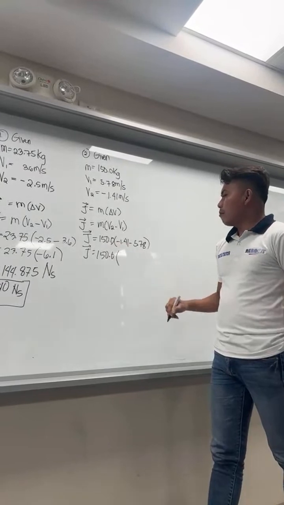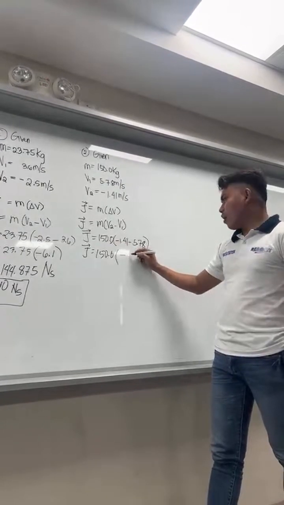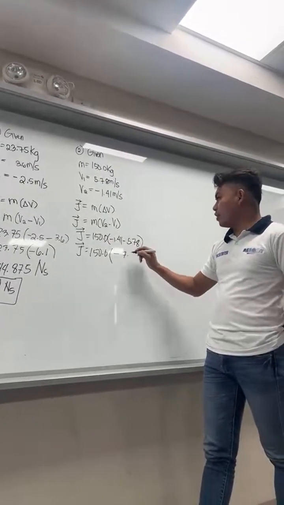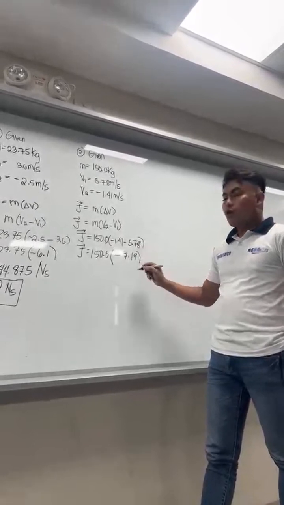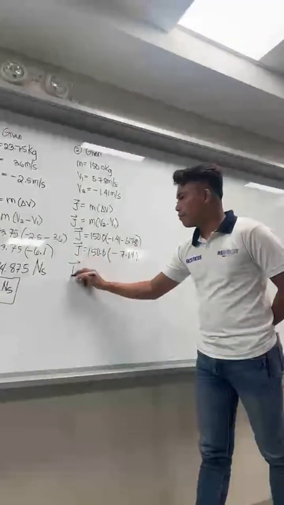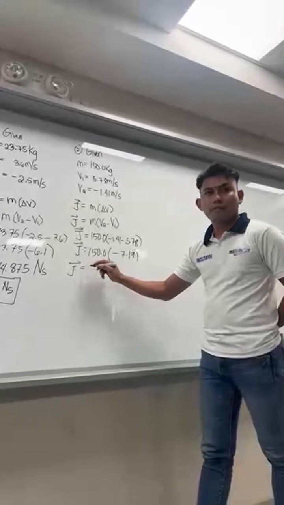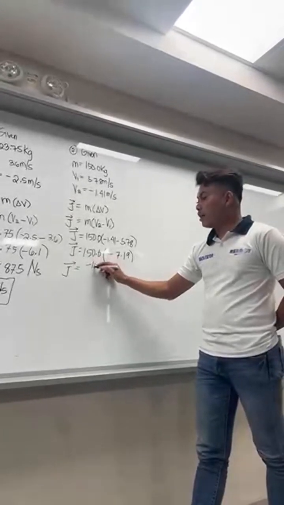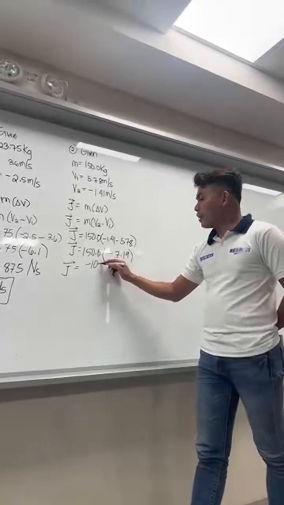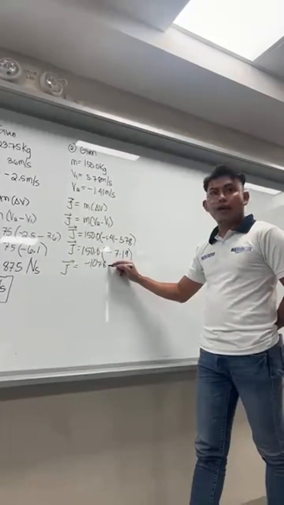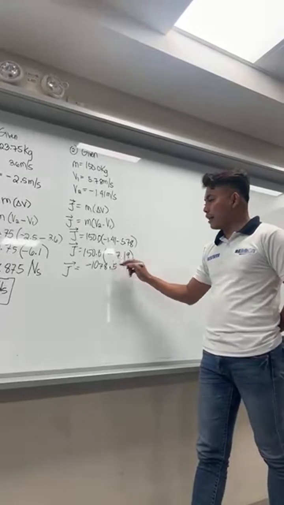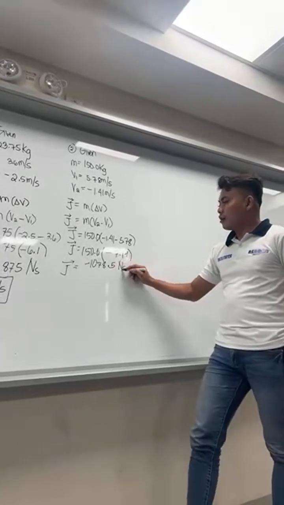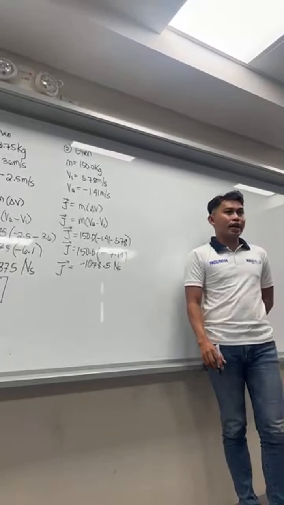150 times negative 7.19. What's the answer? 178. Negative 1,078.5 unit. Newton second. Apply sig fig.